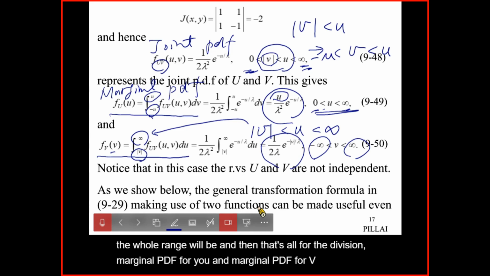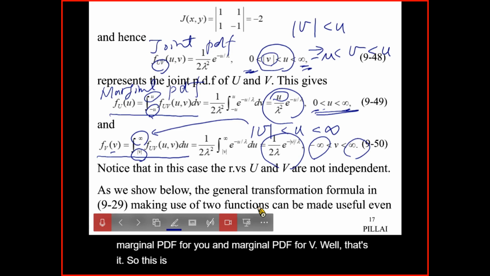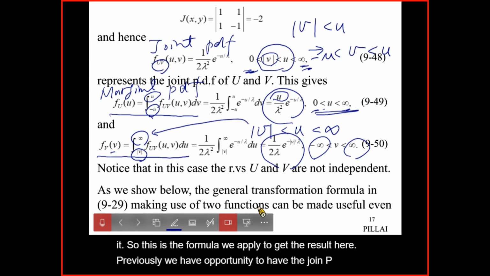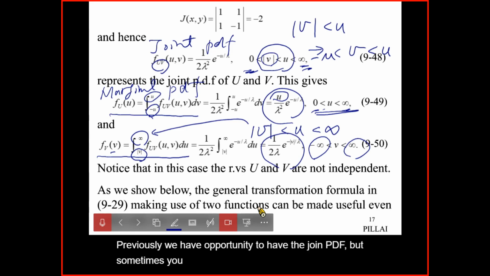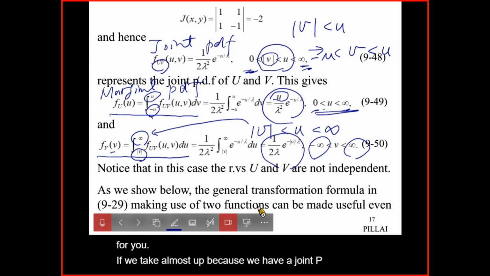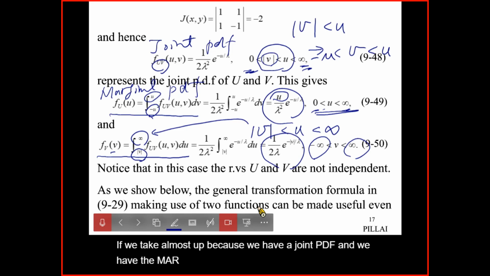So this is the formula we apply to get the result. Previously we had a 2-to-2 mapping to get the joint PDF first. But sometimes you are asked to have the marginal PDF, so you need the relationship to derive the marginal PDF for U and the marginal PDF for V. If we can do that, then we are almost done because we have the joint PDF and the marginal PDFs as well.